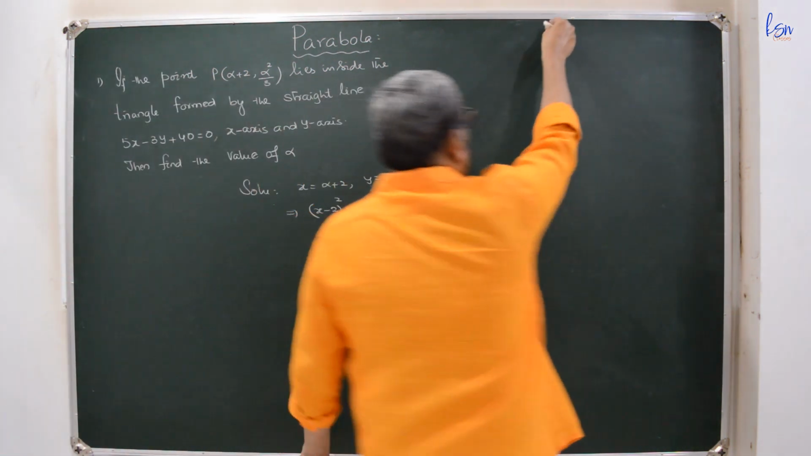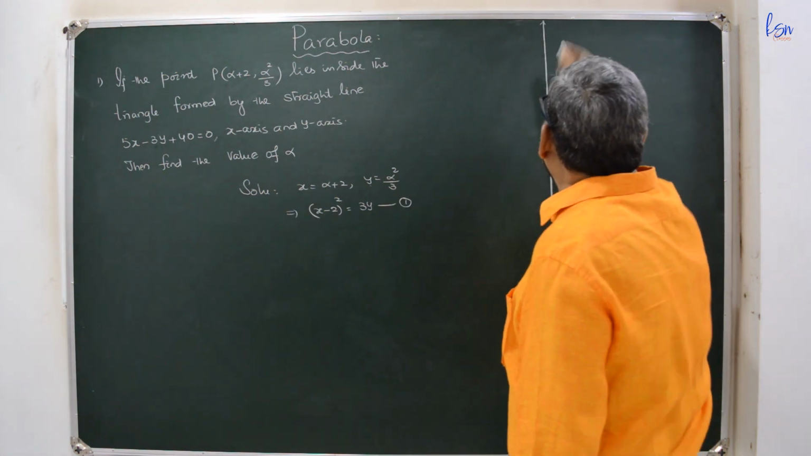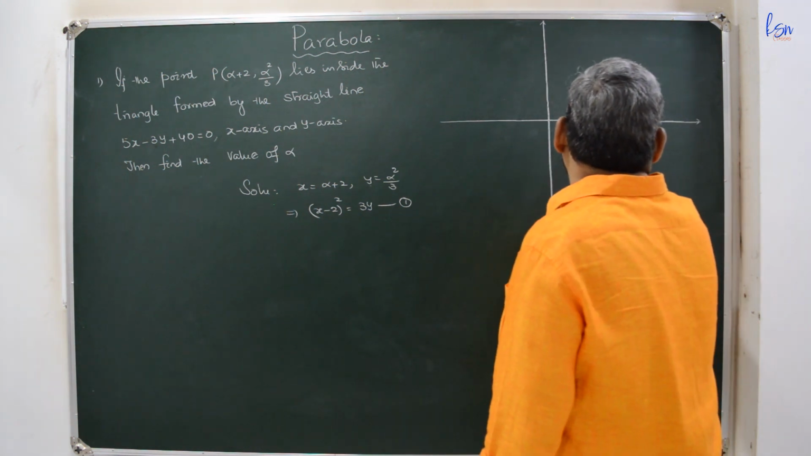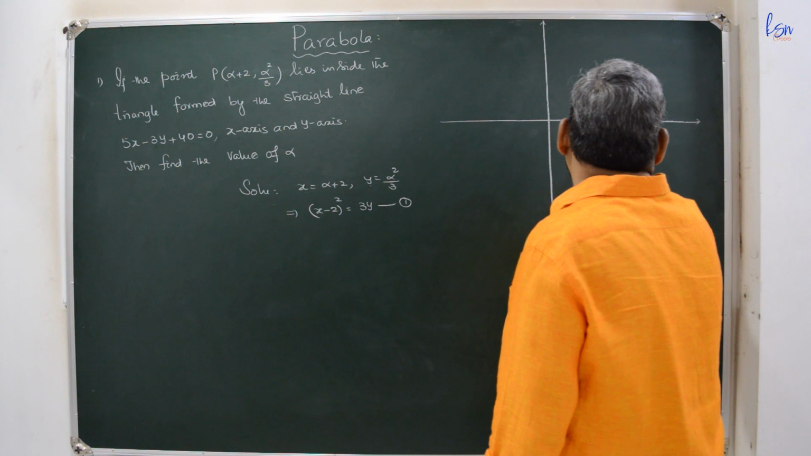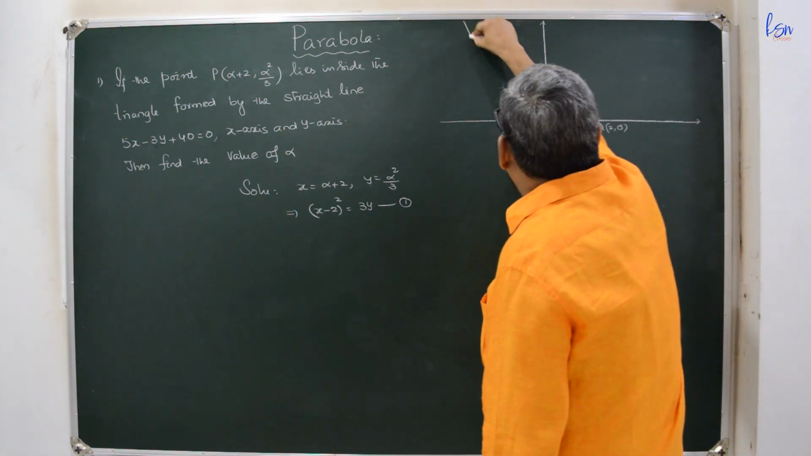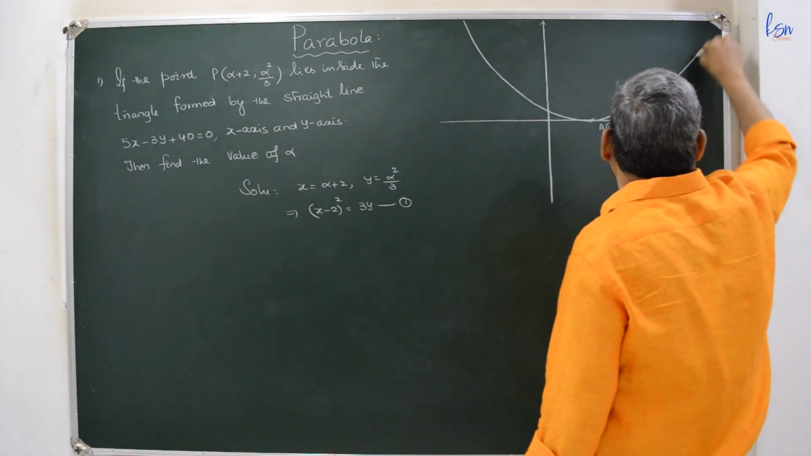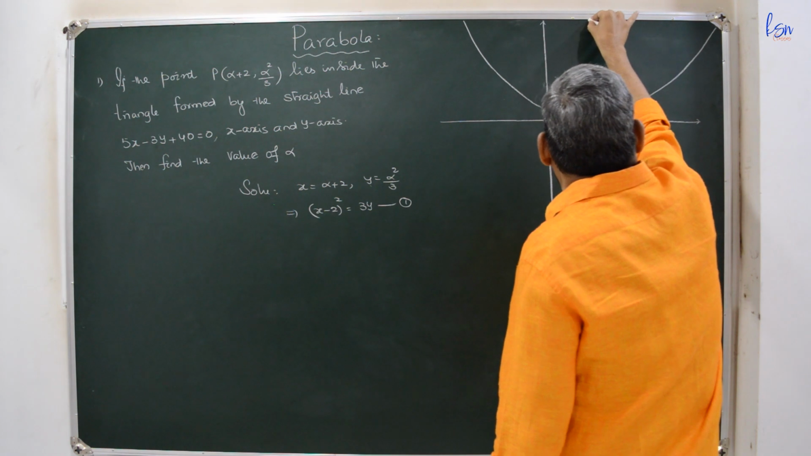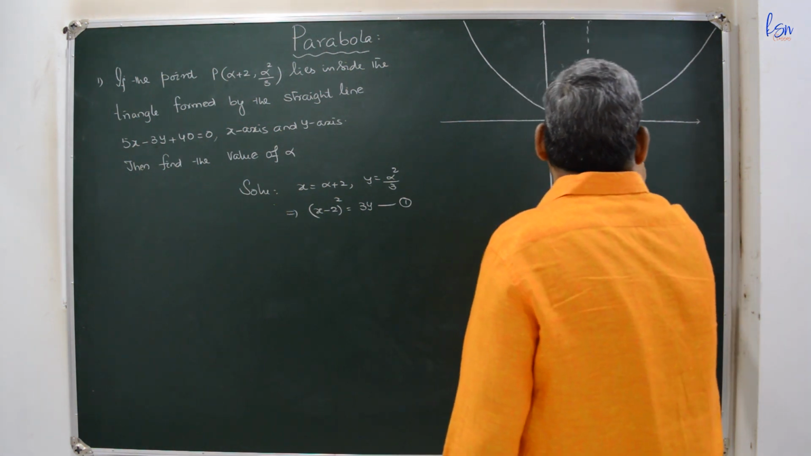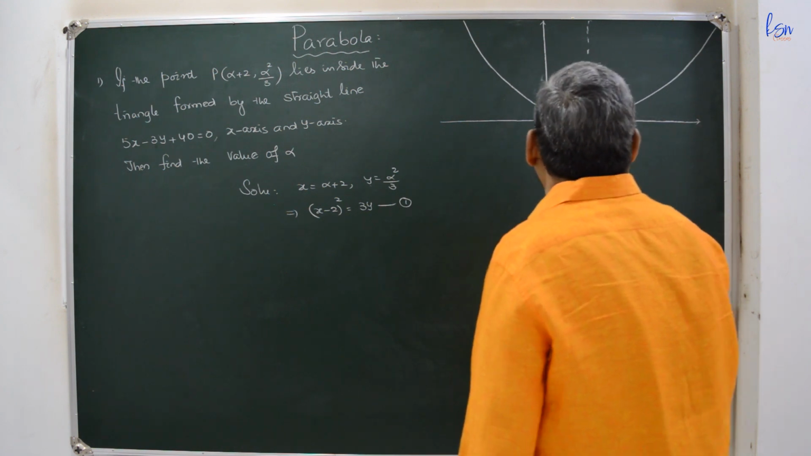So let us have a diagram here. Let us consider this to be the vertex A (2, 0). So the parabola will be like this. This is the line x is equal to 2, which will behave as the axis of the parabola.